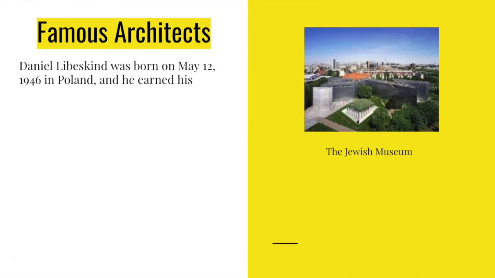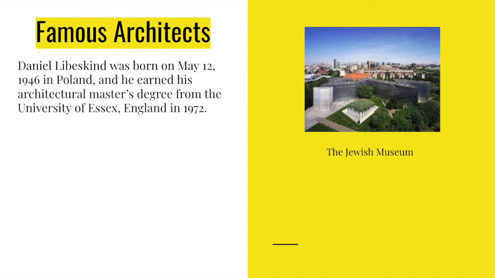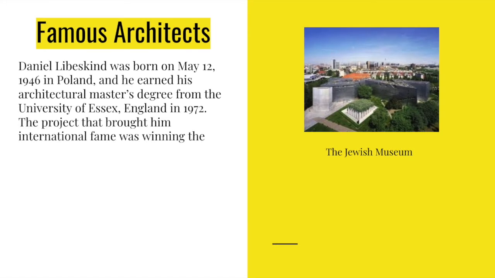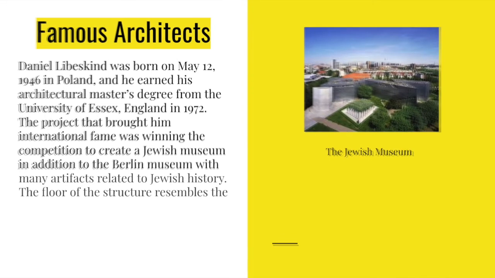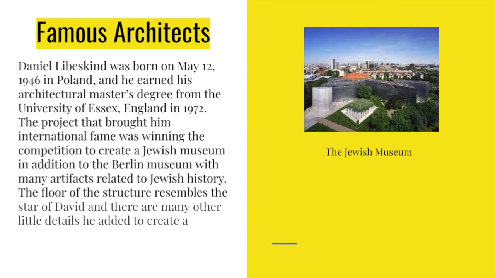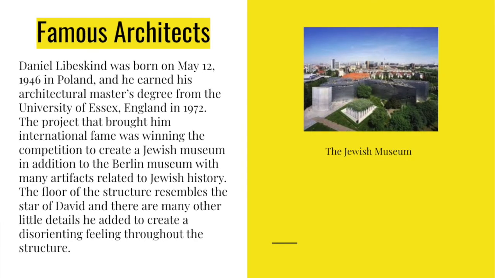Daniel Libeskind was born on May 12, 1946 in Poland, and he earned his architectural master's degree from the University of Essex, England in 1972. The project that brought him international fame was winning the competition to create a Jewish museum, in addition to the Berlin Museum with many artifacts related to Jewish history. The floor of the structure resembles the Star of David, and there are many other little details he added to create a disorienting feeling throughout the structure.